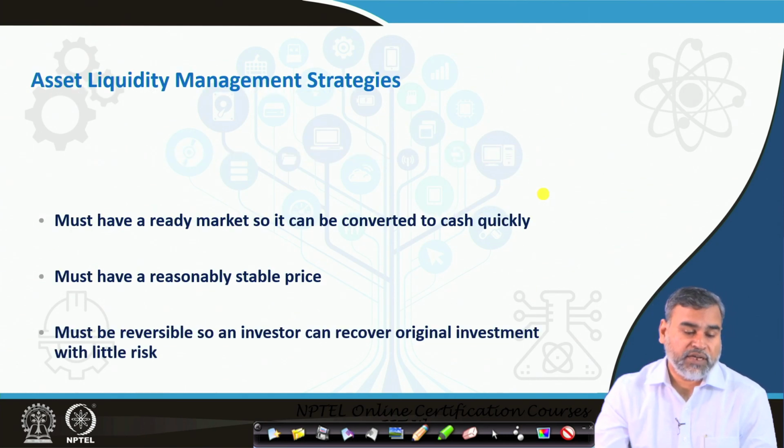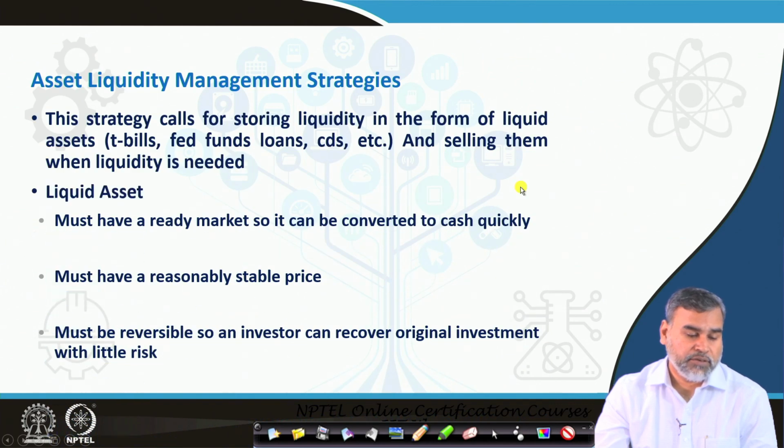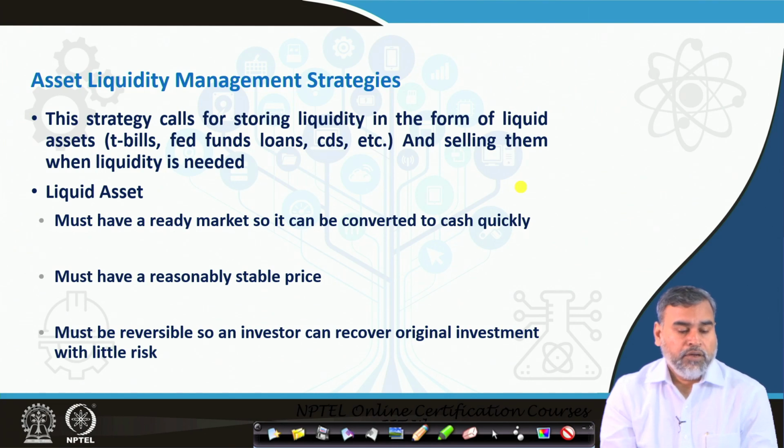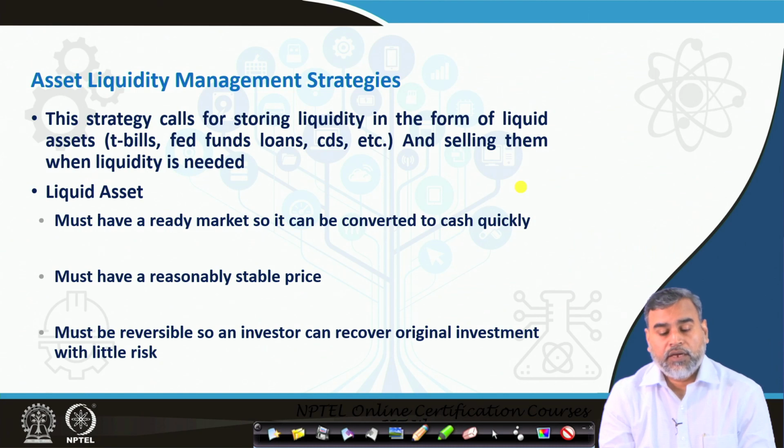Whenever we talk about the asset liquidity management strategy, what does it exactly mean? In the context of asset management, the strategy basically calls for storing the liquidity in the form of liquid assets like T-bills, government loans, federal fund loans, certificates of deposit, etc., and selling them when the liquidity is needed.